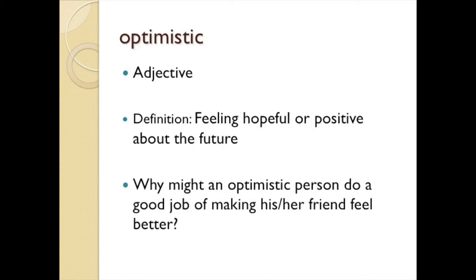The next word this week is optimistic. The IC suffix at the end of optimistic tells us that this word is probably an adjective. And it is. Optimistic is a describing word. The definition of optimistic is feeling hopeful or positive about the future. To use this word in a sentence, you might say, an optimistic person sees the glass as half full, but a pessimistic person sees the glass as half empty. Why might an optimistic person do a good job of making his or her friend feel better? Think about your response and write it on your vocab sheet.